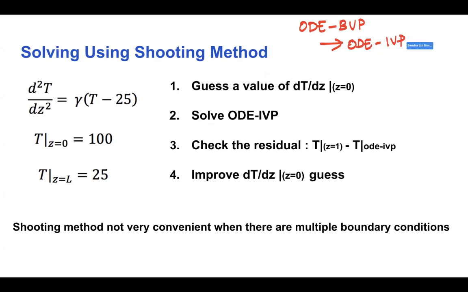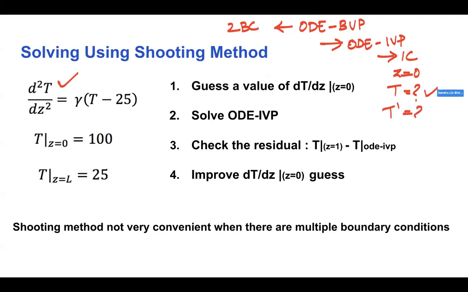How do we do that? In an ODE BVP problem, we have two boundary conditions. In an ODE IVP problem, you need initial conditions, that is at z equal to 0. Because it's a second derivative, you need two conditions. So at z equal to 0, you need to know what T is, and we also need to know what T dash is. If you know this, then this question will become an ordinary IVP problem.